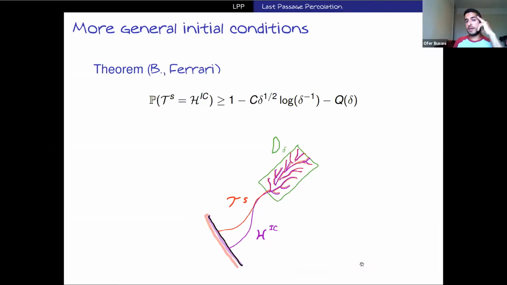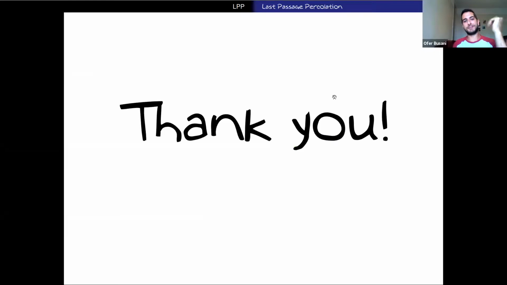And so for this, again with Patrik, what we can say is that with high probability the two trees, the stationary one and the initial condition one, would agree in D delta. And here we have this correction of this going too far from the origin. So yeah, I think I went too fast. Sorry, pretty much done.